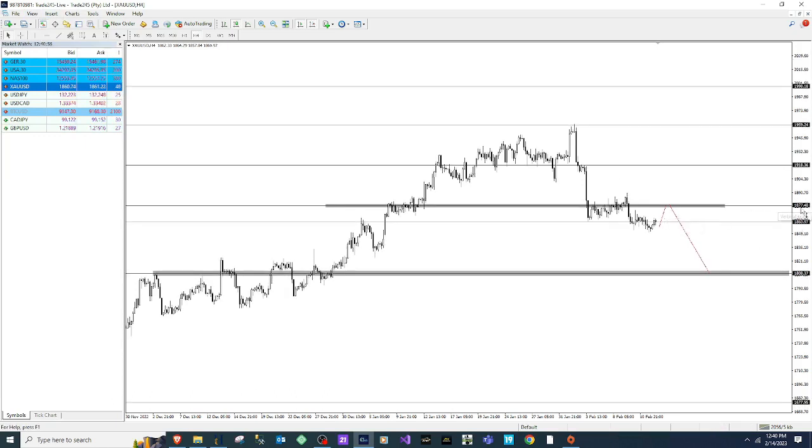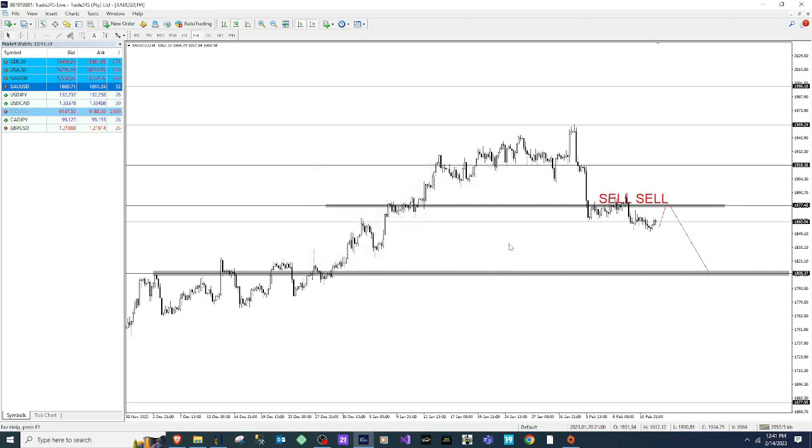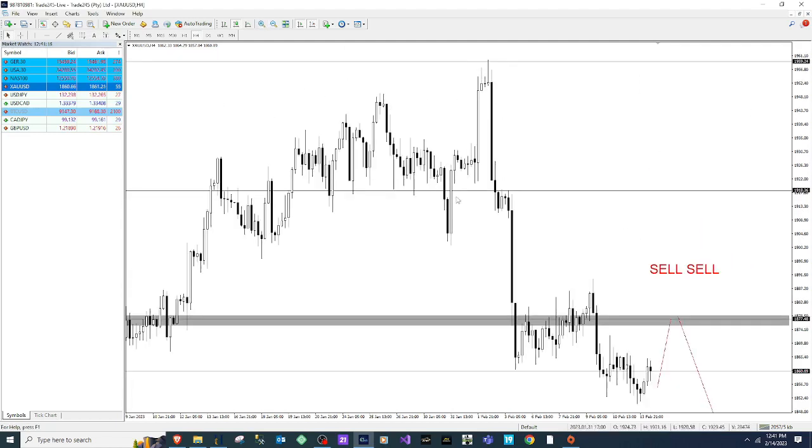So mark this level, it is 1877.48. That's where your selling opportunities are going to start when it comes to gold, guys. Selling opportunities come this side for gold. I hope you guys see all of this. So this is the selling opportunity for gold. That's basically what I'm seeing right now.